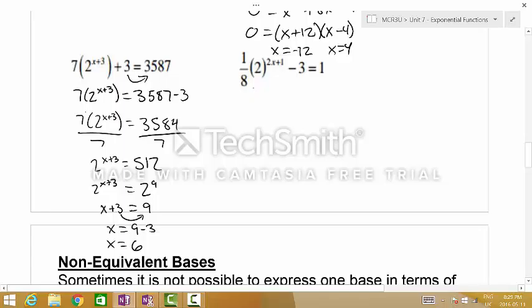So now we're going to look at the one on the right. Same idea. Again, we have that base of 2, so that exponential number with base 2, but we have something multiplied by it, which is the 1 over 8, and we have something subtracted this time, which is the negative 3.